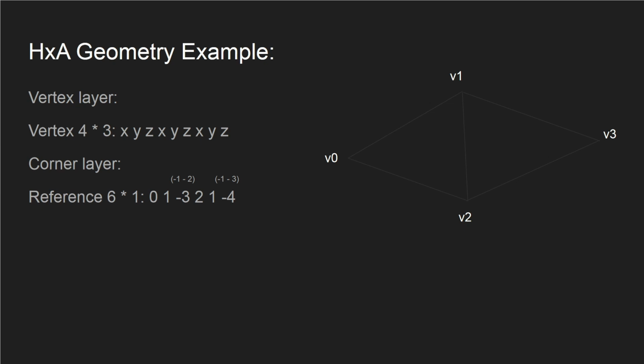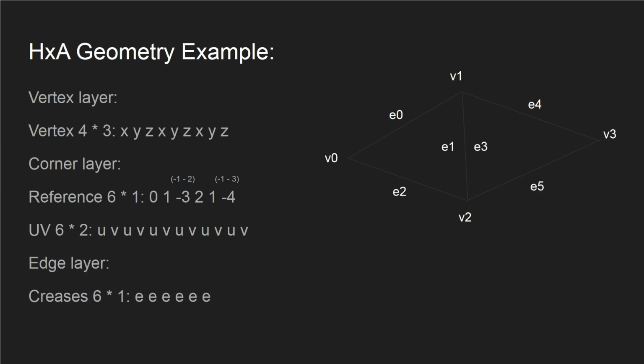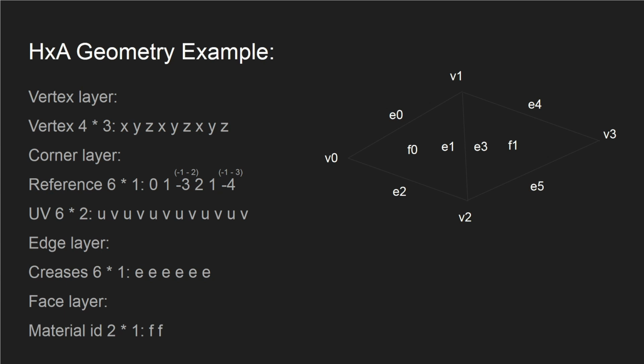If you want to add some data, like UV data, we can add another layer that says, for every corner, we want to store a value, actually 2 values, one U and one V, and then we can store all our values. We can add an edge layer. So now we have 6 edges, and we can store, for instance, creases. We can store even more data. We can store a face layer, which would be 2 values. And then we might store, say, a polygon color or a material ID or something like that.